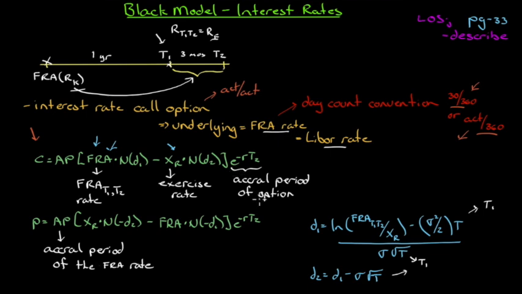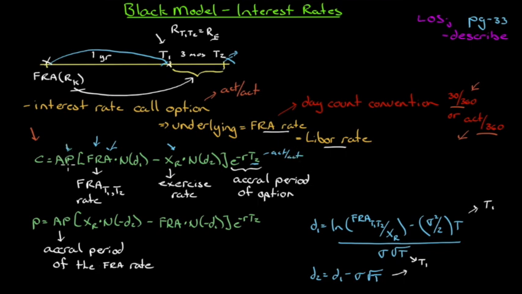This is the accrual period of the option. Notice it goes to T2. It goes to T2 because the option, a one-year option, expires here, but since it's for a 3-month rate, the payoff of the option would be over here. So we have to discount the payoff all the way back, or in option terminology, the expected payoff would be discounted all the way back. So it's to T2, and of course this is going to be actual over actual day count convention.